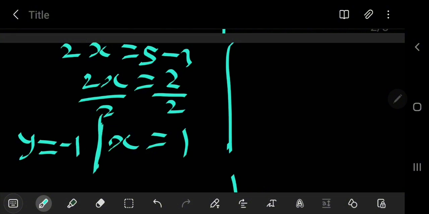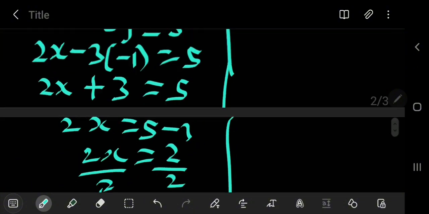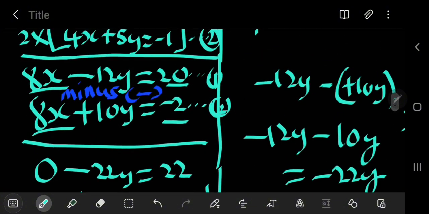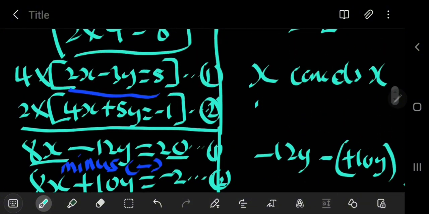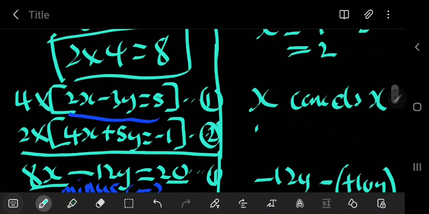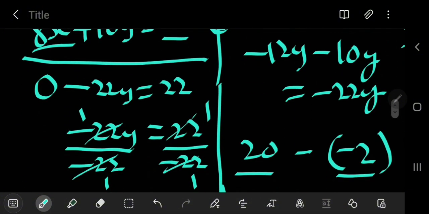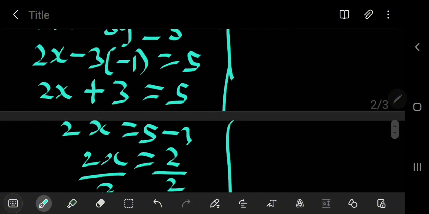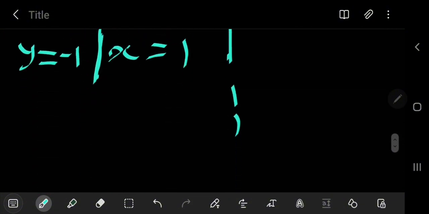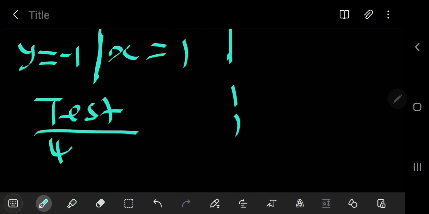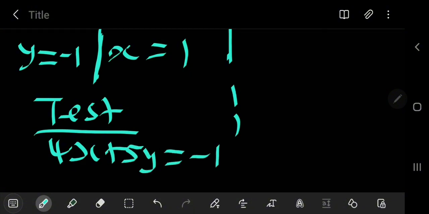So now we need to just pick any equation. Usually don't pick the first one. I know you have the original and the augmented. Just pick, let's just go with the second original equation, which is what? 4x plus 5y equals minus 1. It's simpler. 4x plus 5y equals to what? Minus 1. To test, 4x plus 5y equals minus 1.